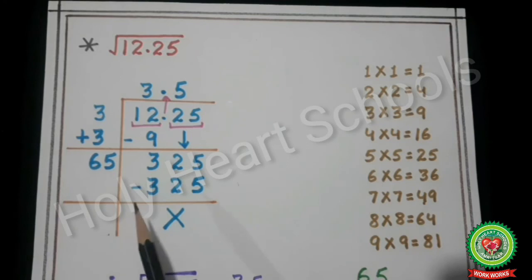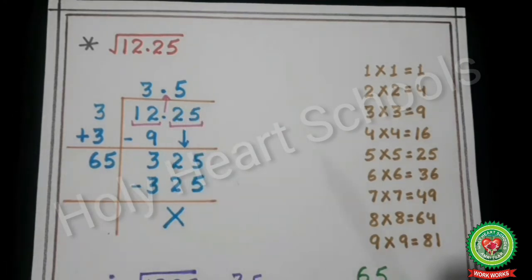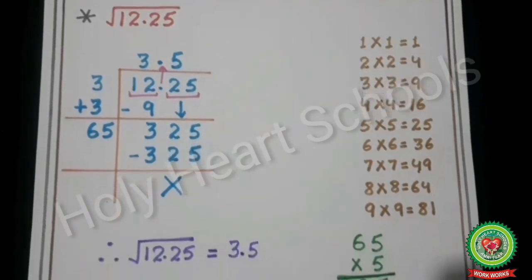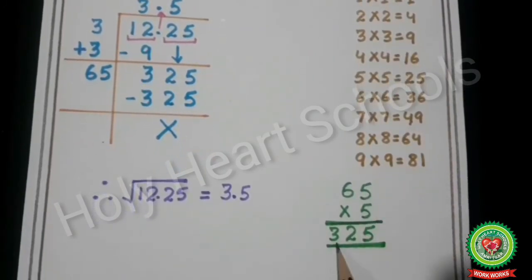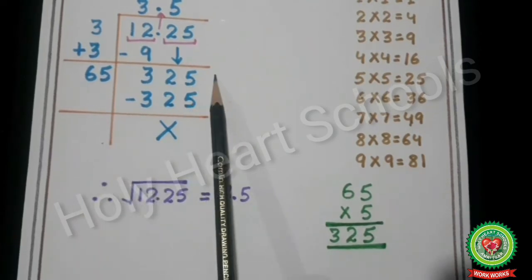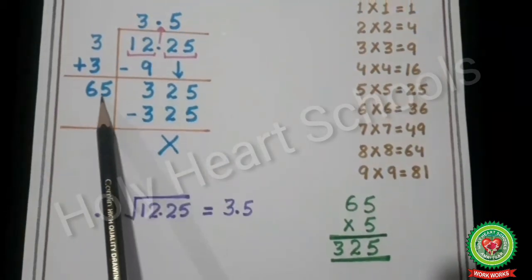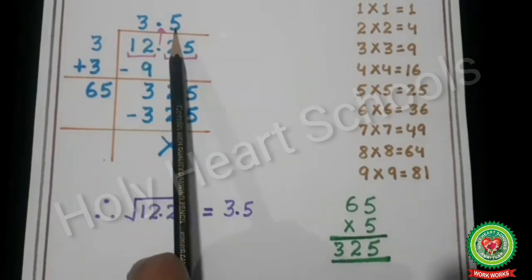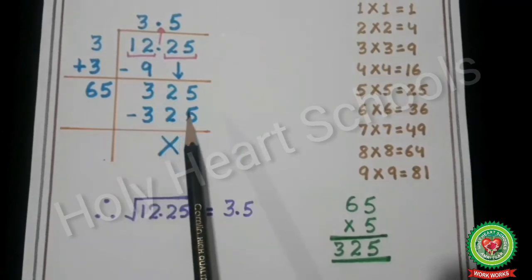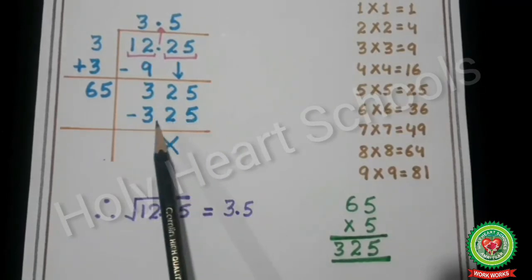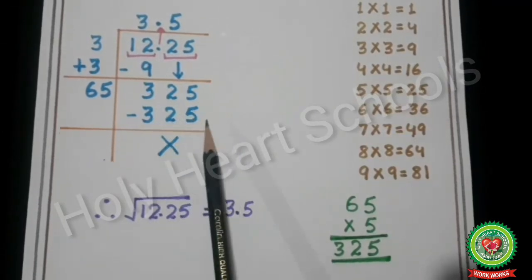check by multiplying. 65 by 5 will give you which number? On checking, 65 multiplied by 5 will give you 325, which is equal to the dividend. So write down 5 with the divisor as well as with the quotient, such that 65 multiplied by 5 will give you 325. So write down 325 under the dividend.